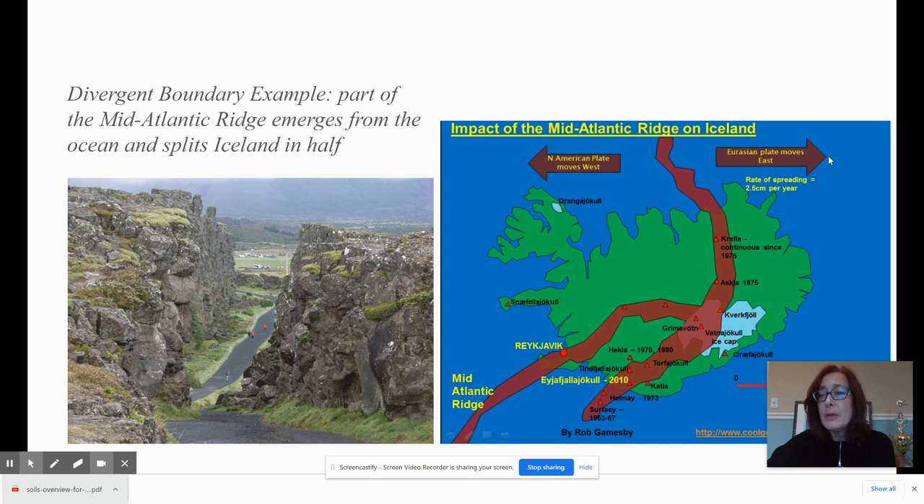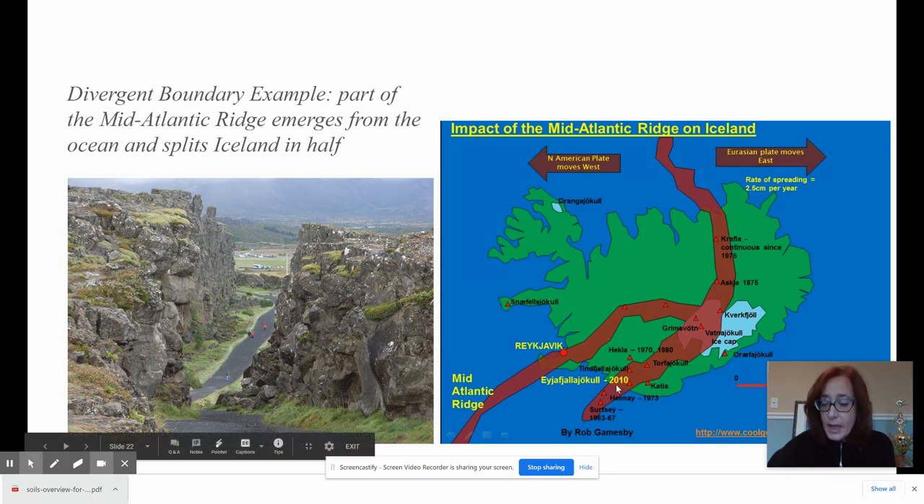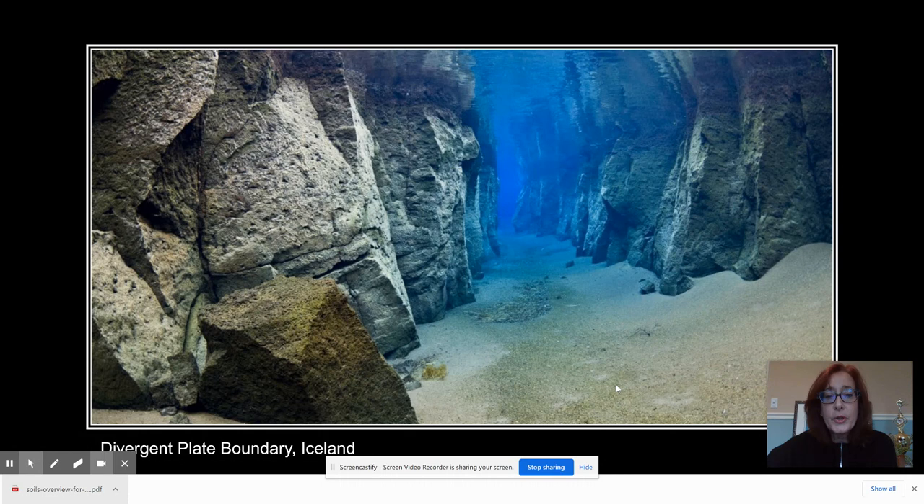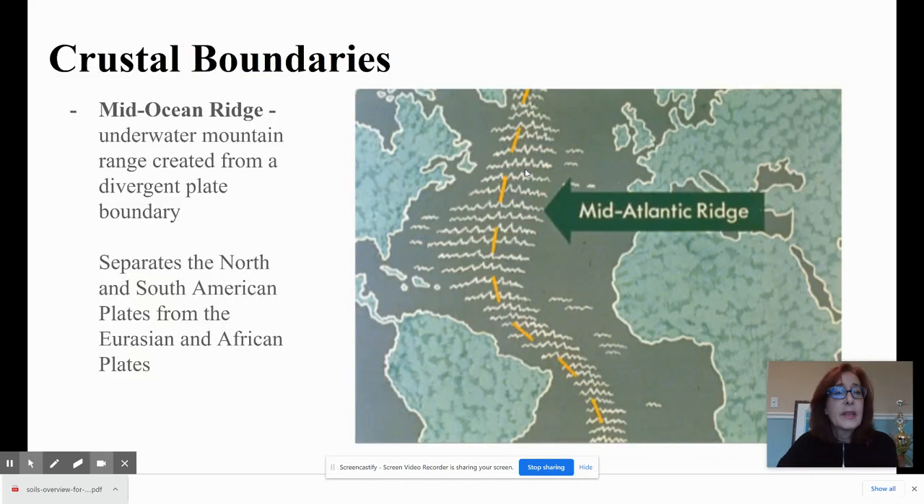So we have the Eurasian plate moving east and the North American plate moving west, and where it's on the land, this is how it looks. And then underwater, this is the divergent plate boundary in Iceland. So you can actually, at certain points, touch both continents, which is really cool. The mid-ocean ridge is an underwater mountain range that was created from a divergent plate boundary, and it separates the North and South American plates from the Eurasian and African plates.